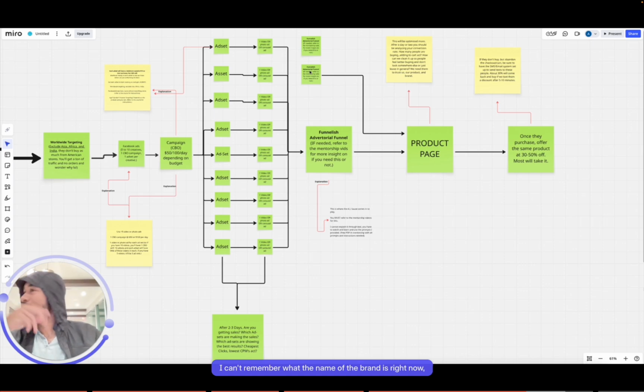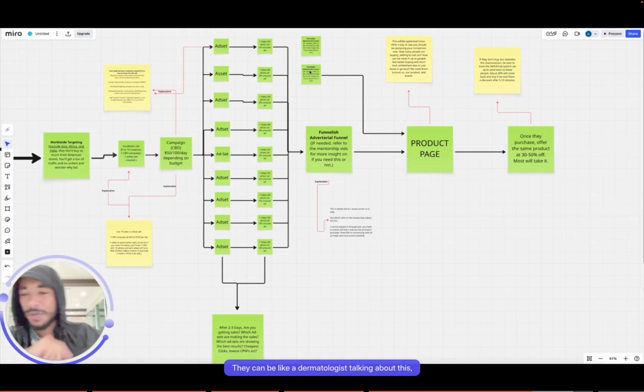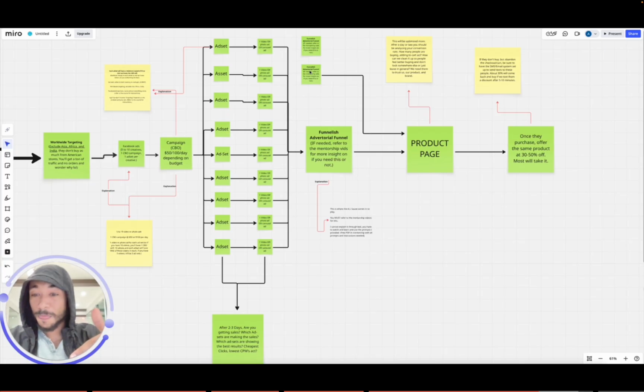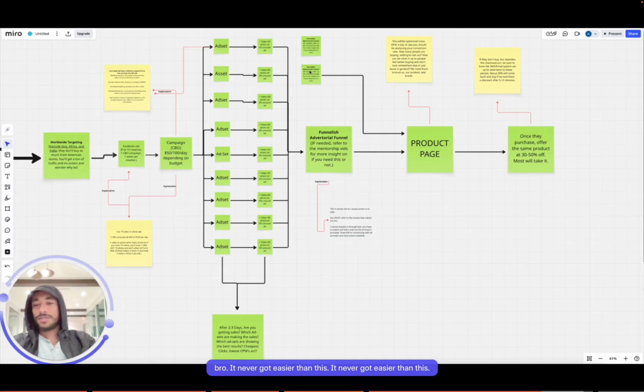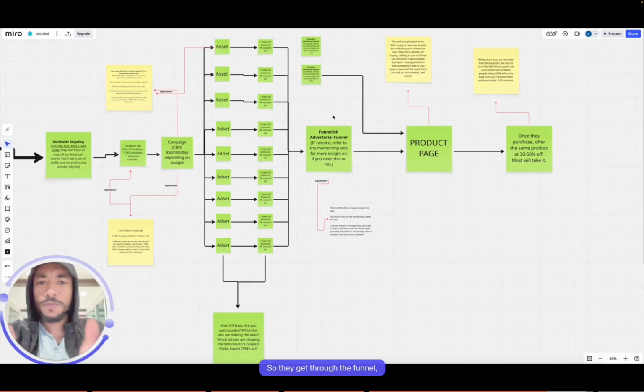I can't remember what the name of the brand is right now, but I use them all the time. It's where they do AI faces. You see ads being run for them all the time, right? So you can have a fake AI person talking. They can be like a dermatologist talking about this, that, and the third. You have AI voiceover, AI face, AI video, AI photos. You go to the website, AI wrote it. Come on, bro. It never got easier than this. Since when did you not have to do anything but tell AI what to do? Bro, it's amazing.